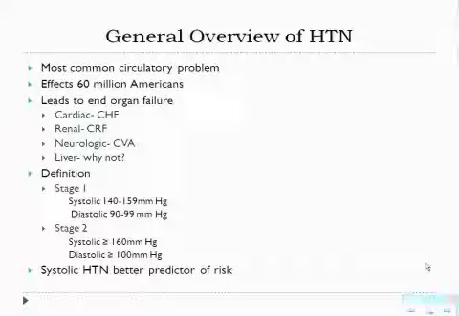It affects about 60 million Americans, which is a pretty large part of the population. Unfortunately, if it's not properly treated, it leads to long-term end organ failure. For the heart, it usually develops cardiomyopathy, congestive heart failure, ischemic heart disease. In the kidney, it is the most common cause of chronic renal failure. Neurologically, it increases the risk of developing strokes or aneurysm ruptures.